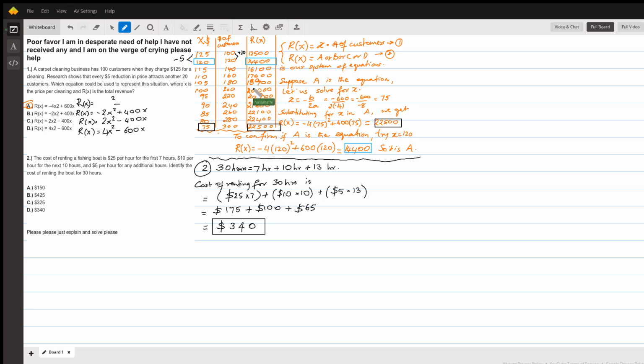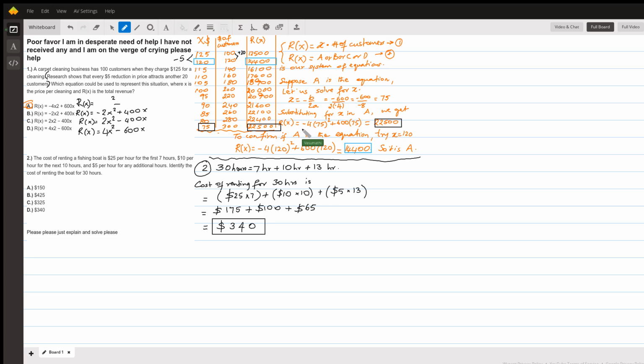So now I have a chart. I just made the chart. I'm going to see if I have $75 as the cost per cleaning, what should be the revenue for this business? So if the cost is $75, then based on the information in the second sentence, let me put a parenthesis around, based on that sentence, I should be having 300 customers. And then the money I make will be 75 times 300. That's $22,500.